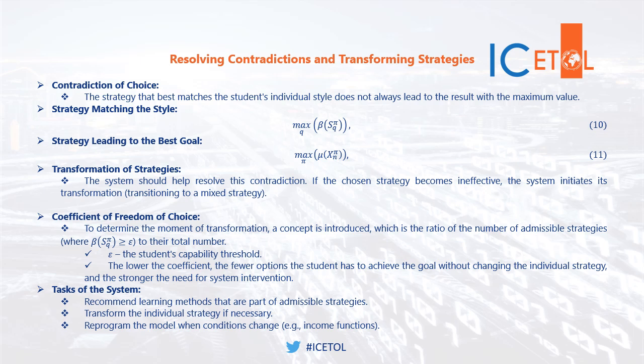The solution to this contradiction is the transformation of strategies. If the system determines that the path chosen by the student is ineffective, it initiates a change, proposing a transition to a mixed strategy. To determine the moment for intervention, we introduce the concept of the coefficient of freedom of choice. It is calculated as the ratio of the number of admissible strategies, those whose assessment beta is above a given threshold epsilon, to their total number. If this coefficient becomes too low, it serves as a critical signal for the system that intervention is necessary.